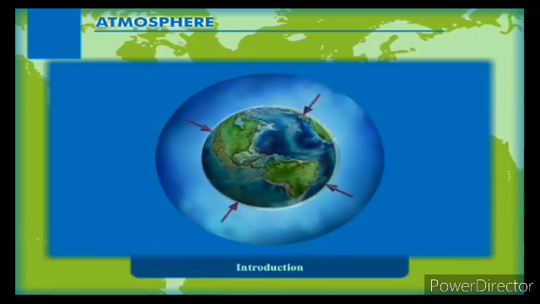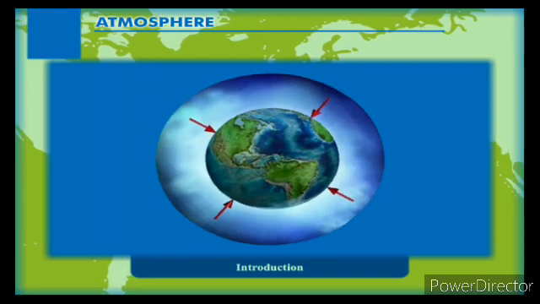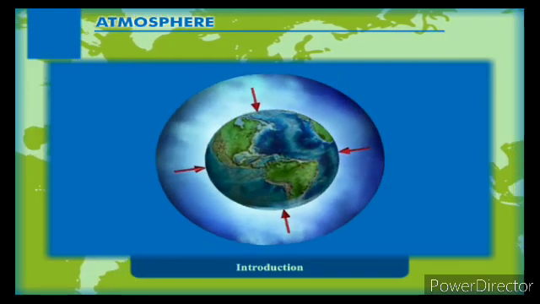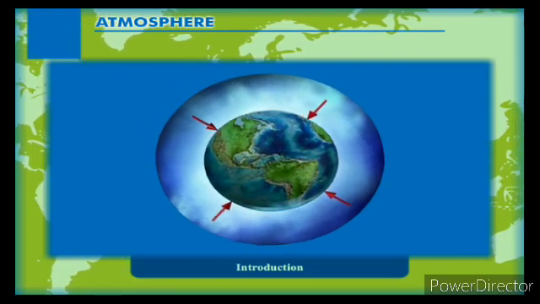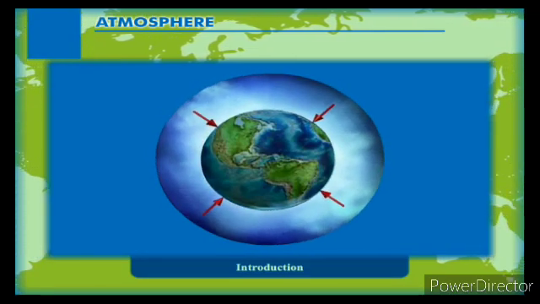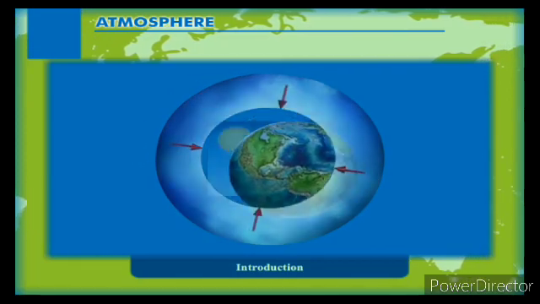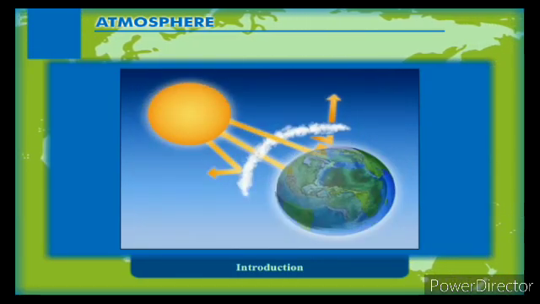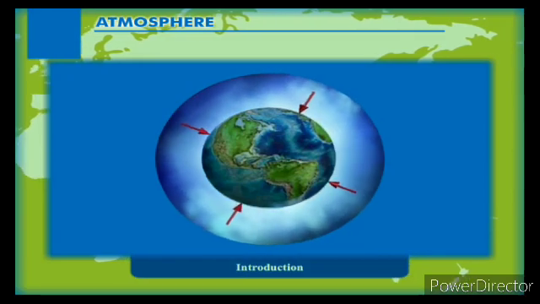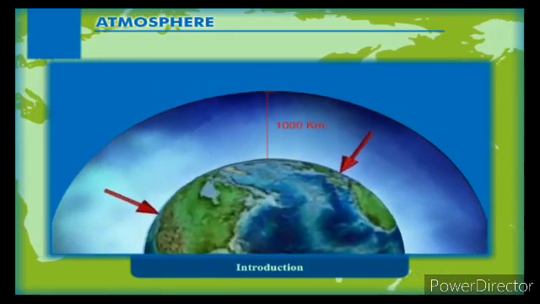Introduction. The blanket of air surrounding Earth is known as atmosphere. Without air, Earth would have been a lifeless planet. It not only supplies air and water to plants and animals, but also protects them from the harmful rays of sun. The atmosphere stretches above the Earth to a height of more than 1,000 kilometers.